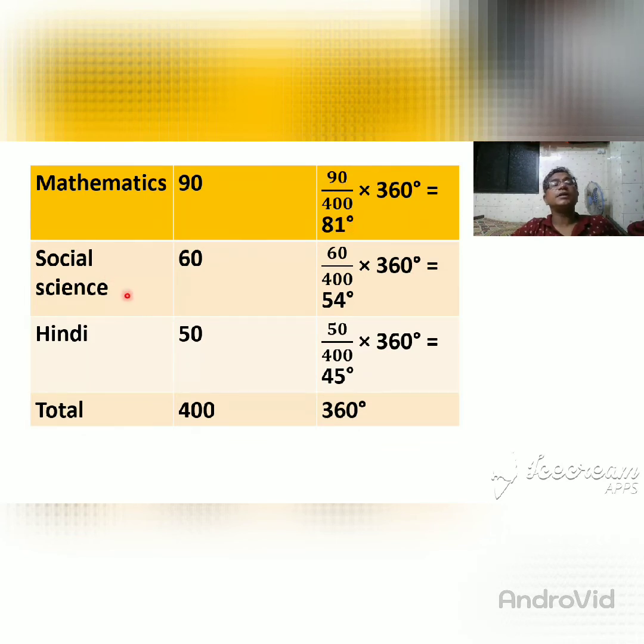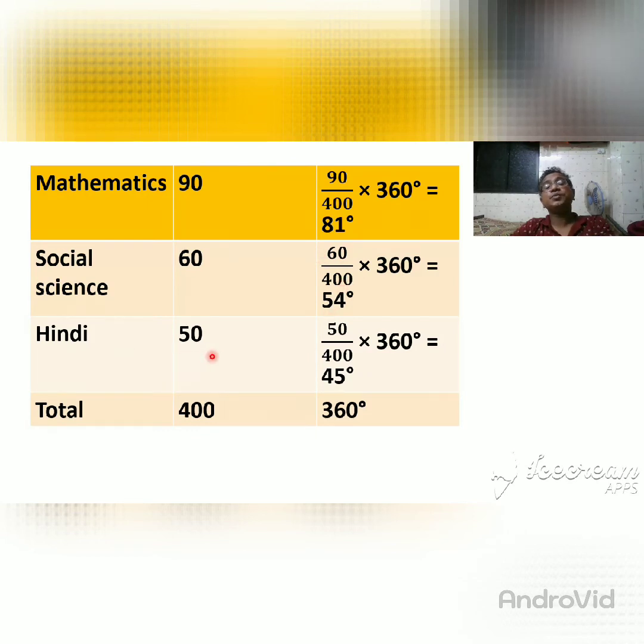Then it is social science 60. So 60 upon 400 into 360 degrees. So this 0 cancels, this 0 cancels, 4 ones are 4, 4 nines are 36. So 9 sixes are 54. Okay, any doubts? See, social science 60, so 60 is the numerator and total 400 is the denominator, into 360 degrees. So this 0 cancels, this 0 cancels. So what remains? 6 upon 4, 4 ones are 4, 4 nines are 36, 9 sixes are 54.